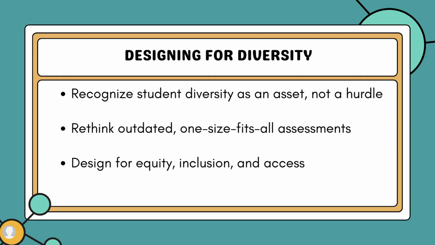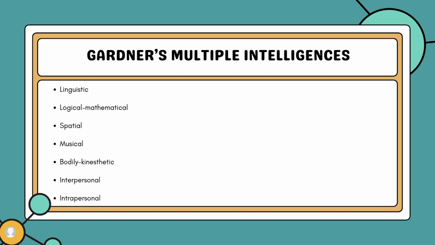Designing for diversity means seeing student differences as strengths rather than obstacles. It requires moving away from outdated, one size fits all assessments that don't meet all learners' needs. Instead, assessment should be thoughtfully designed to promote equity, inclusion, and access for every student. This approach ensures that all learners have a fair chance to demonstrate their understanding and succeed.